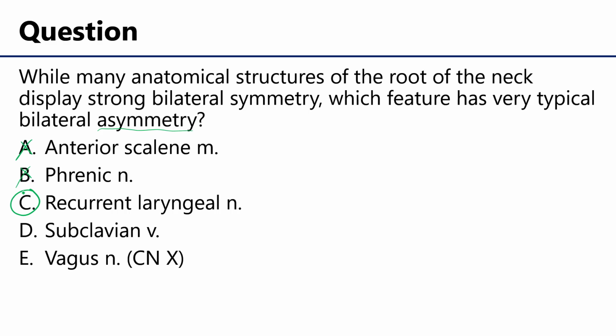Subclavian veins, no, those are pretty symmetrical. Vagus nerves, those are pretty symmetrical as well. So the best answer here is C, recurrent laryngeal nerve.